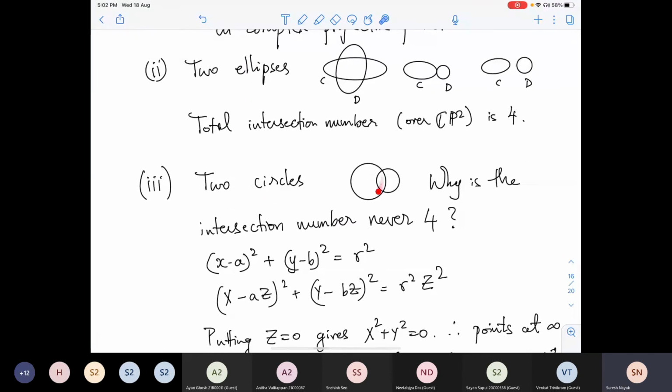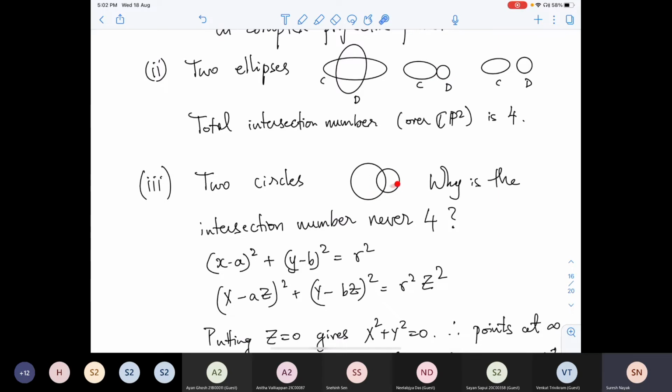A similar situation is 2 circles. But here something peculiar happens. The intersection number never reaches the maximum that you should get. Two circles are degree 2, so Bezout's theorem would say it should be 4. And we know that it need not be 4 in certain situations, but in the case of circles, it's never 4. It's either 2 or 0, or maybe 1. I mean, that is the intersection multiplicity. Yeah, so here also I think it's 1. Intersection multiplicity is 2 actually.